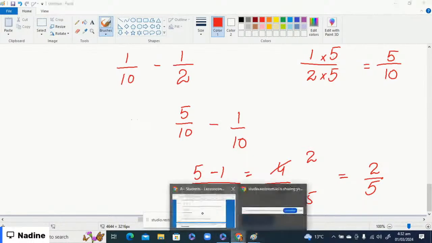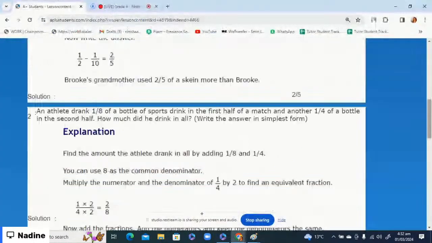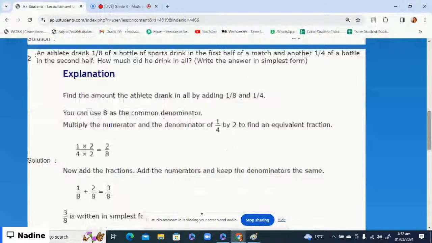Now let's do the next. An athlete drank 1 by 8 of a bottle of sport drink in the first half of a match and another 1 by 4th of a bottle in the second half. One half is 1 by 8 and the other one is 1 by 4th. So how much did he drink in all? When they're talking about in all together and some of the things, we just add up. Okay, we add 1 by 8 and 1 by 4.